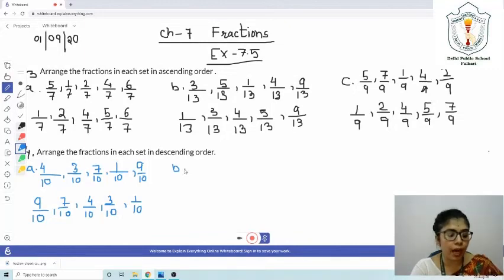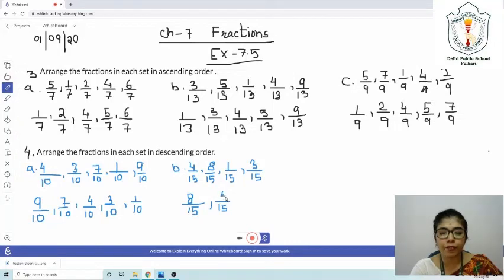Sorry, question part B. Question 4 part B we have is, so now let us see, let us start with the biggest fraction first. Here it is 8 by 15. Give a comma and then write 4 by 15. Next 3 by 15. And lastly we are left with one fraction, that is 1 by 15.